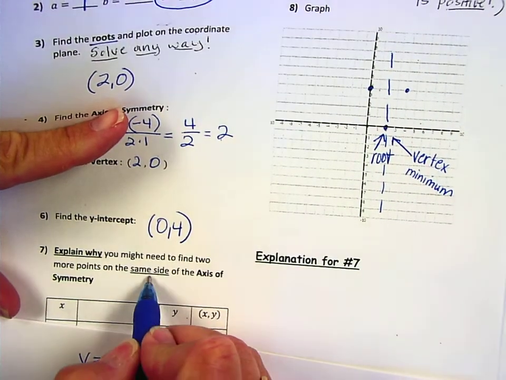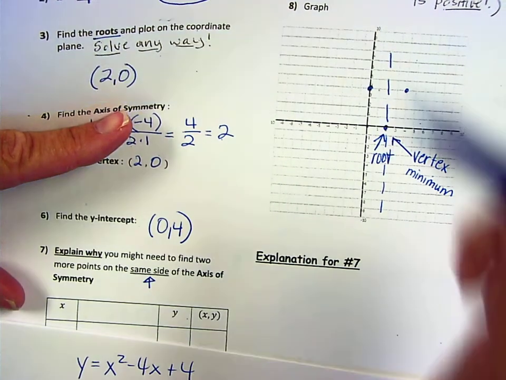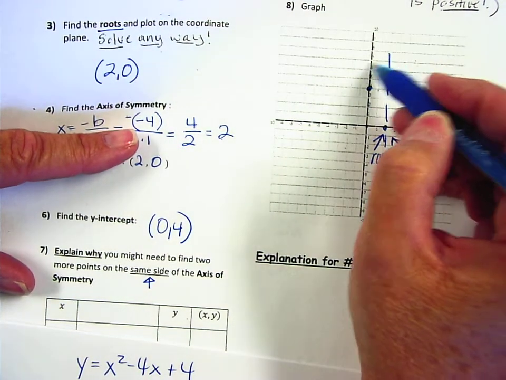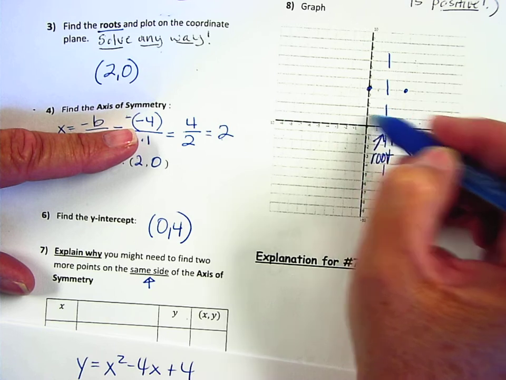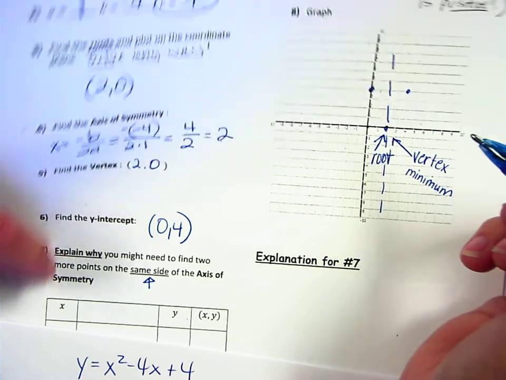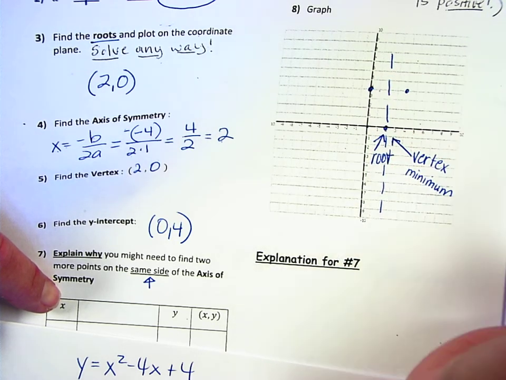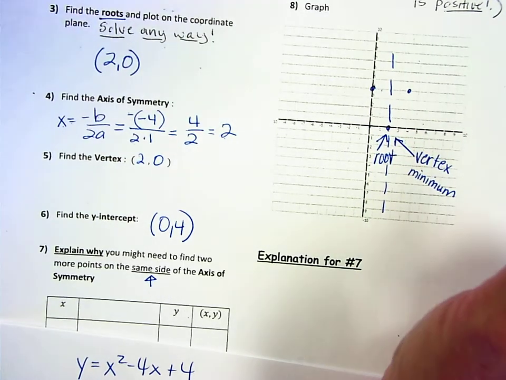Wonder why they say on the same side of the axis of symmetry. Well, if I get 2 points over here, then I can automatically graph their mirror images over here. So if I find 2 more points, I'm going to get 2 additional points as freebies.